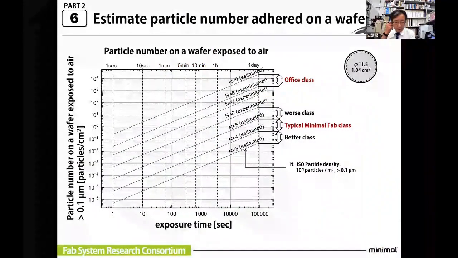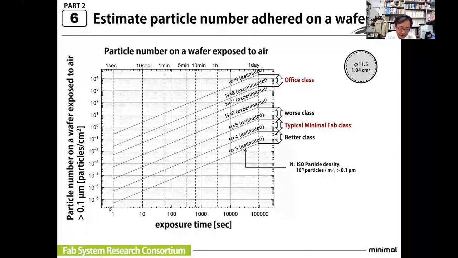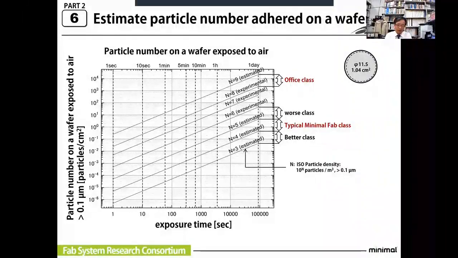Another thing is this very interesting view graph. The horizontal axis is the exposure time of a wafer to the air, and the vertical axis is the particle number on a wafer exposed to the air.